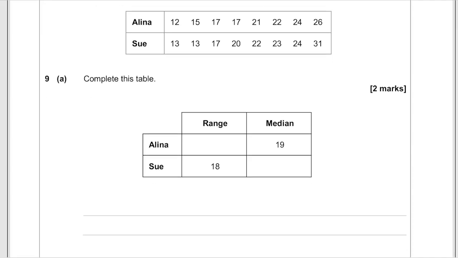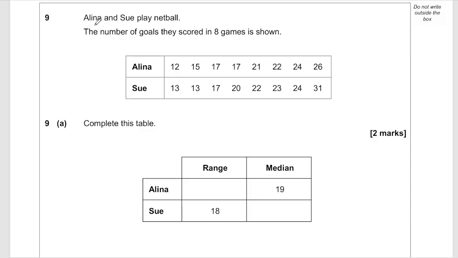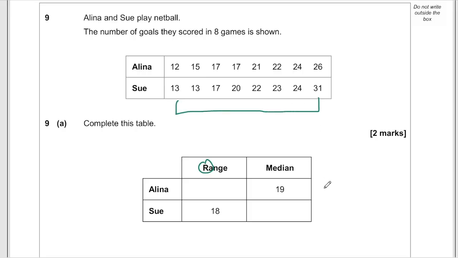Question 9. So Alina and Sue play netball. The number of goals they score in 8 games is shown. Now you can see they've been nice to us, they've put them in order for us, and we need to complete the table. Remember, mean, median, mode, range. Range is the difference between the biggest and the smallest, so I'm just taking the two away from each other. Okay, median is the middle number.